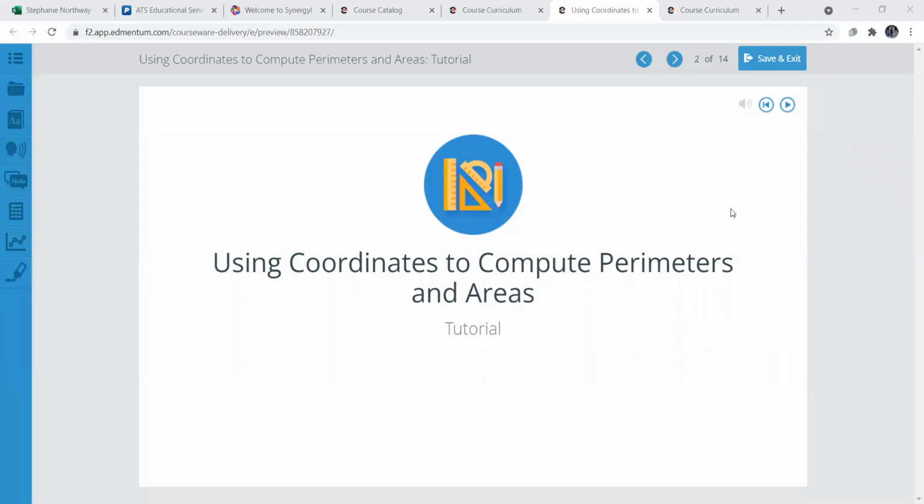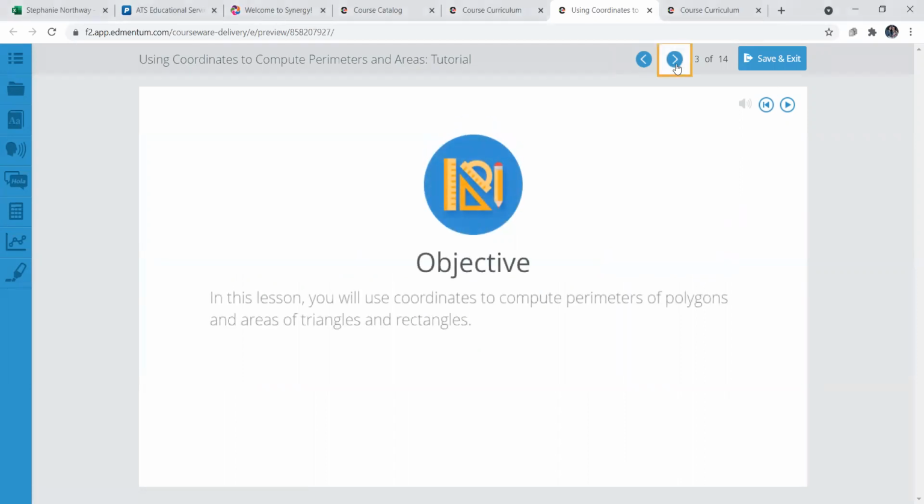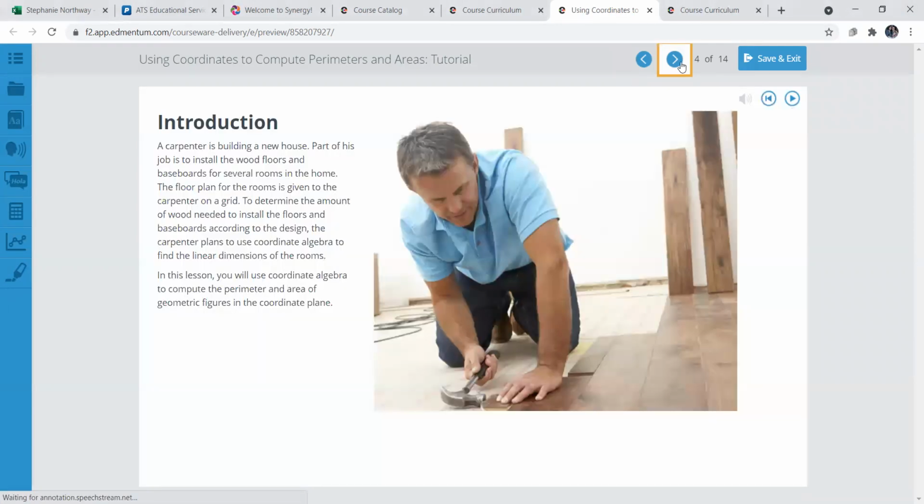All right, we have using coordinates to compute perimeters and areas. This all ties together with some of the other little mini lessons I've done throughout geometry too. All right, so let's take a look at what we have.